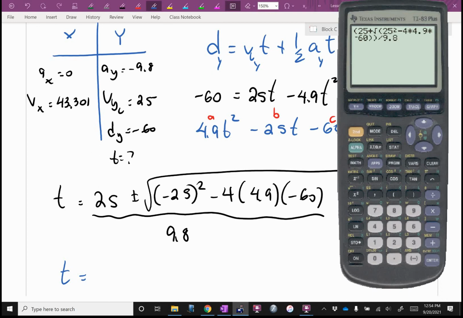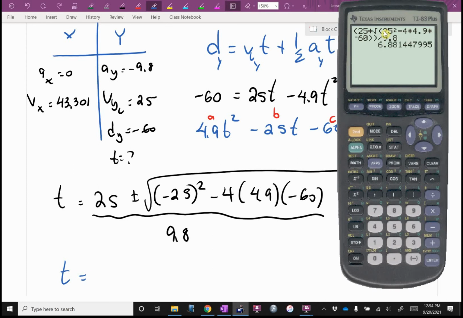Some of you might be looking at what I wrote, and you might say, Mr. Dewitt, you made a typo. You left off the negative. I didn't bother squaring negative 25. I said that's the same as positive 25, and I was so lazy I didn't bother putting the negative 25 in brackets with the squared outside, because the negative was going to vanish anyways.